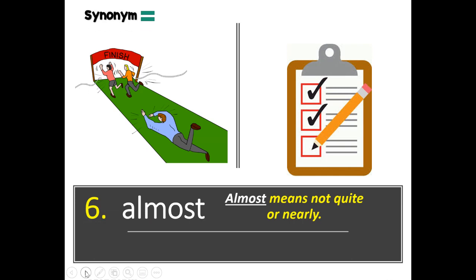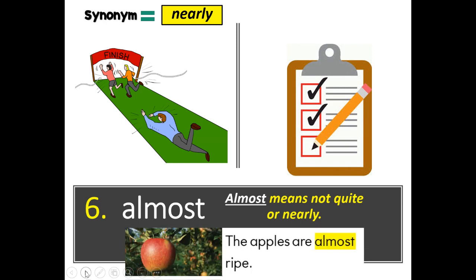A synonym or word that means the same could be nearly, like the man was near or almost close to the finish line. Apples are almost ripe. The apples are almost ripe. You could also say the apples are nearly ripe.